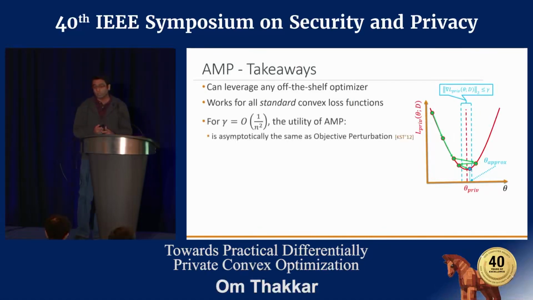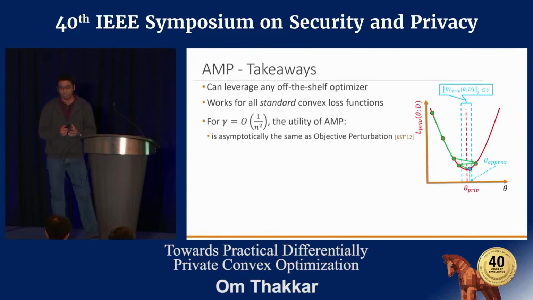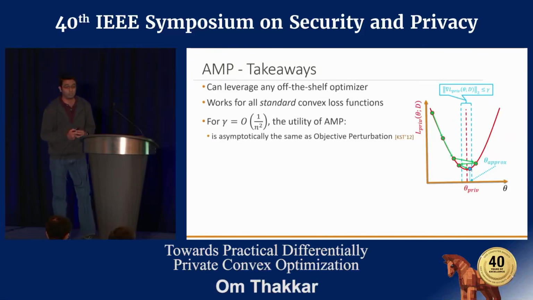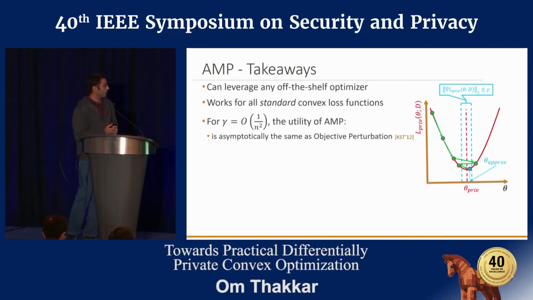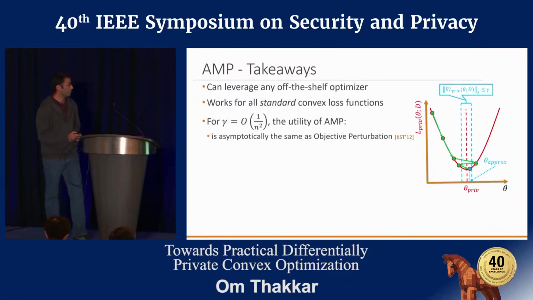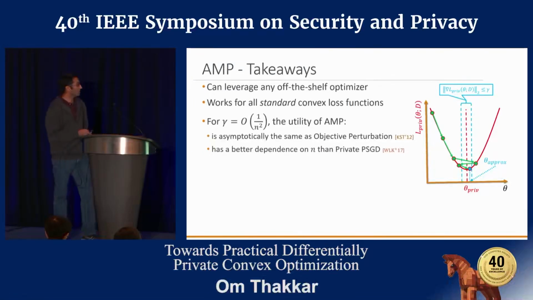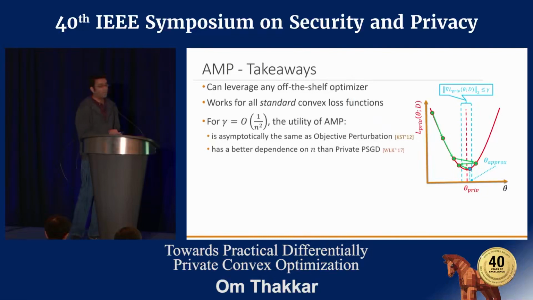Next, if you set gamma small enough, the gradient norm bound small enough, then the utility guarantee of this technique is on the same order as objective perturbation. Objective perturbation has the best asymptotic utility guarantees in the field, but it requires the exact minimizer, which is not practical. In addition to it, our technique also has a better dependence on the dataset size n, as compared to private permutation-based stochastic gradient descent. That is the state of the art in output perturbation.